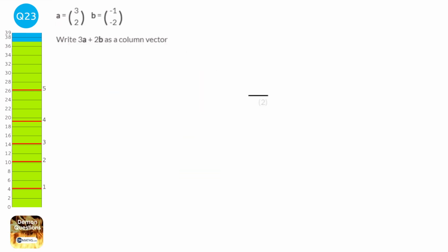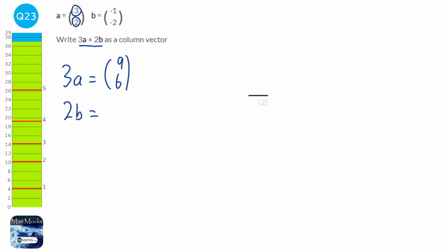So we're asked to find the vector 3a plus 2b. So we're going to start off by working out 3a. And so we just go times the top and bottom of a by 3. So that'd be 9 and 6. And to find 2b, we do exactly the same to the second one, but we go times it by 2. That'd be minus 2 and minus 4.